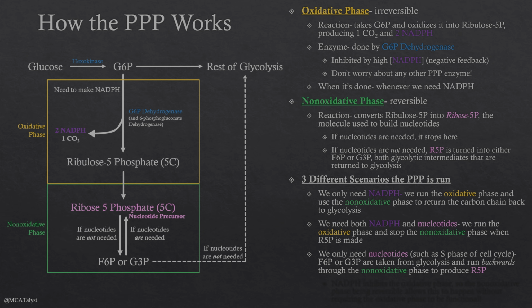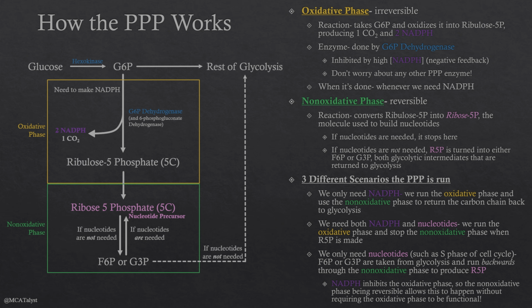It's also important that this phase is reversible. The non-oxidative phase is reversible because, like we talked about earlier, NADPH inhibits the oxidative phase. If we have high amounts of NADPH, eventually that will start to shut off the oxidative phase, which will stop the production of ribulose 5-phosphate and eventually ribose 5-phosphate. So we need to have another way of forming R5P in order to make nucleotides. That's why the non-oxidative phase is reversible. That's why we have this second arrow that is going backwards through the non-oxidative phase.